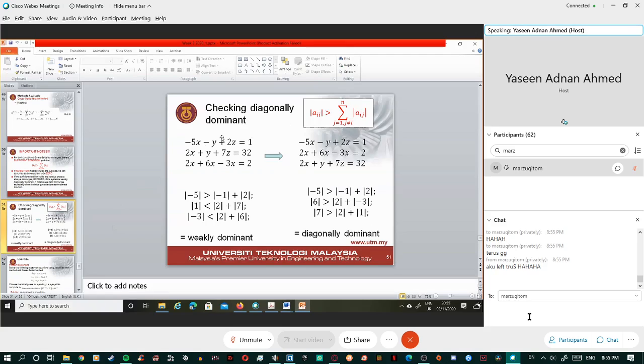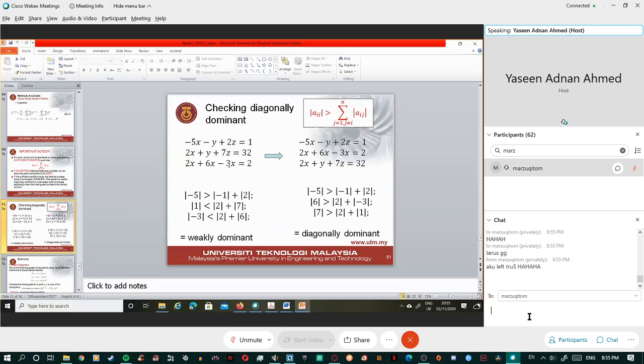It means if you focus on that row, 5 is greater than 1 plus 2, which is 3. So 5 is greater than 1 plus 2, that's okay. 5 is greater than 3, that should be okay. How about this one? The diagonal element 1 is greater than 9? No, it's less than 9. Okay, so we are focusing on this row.